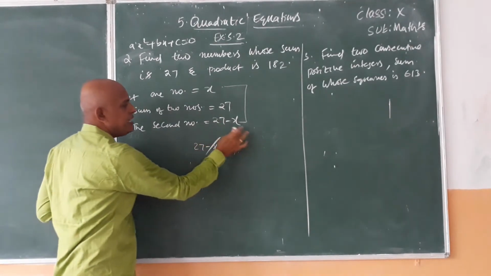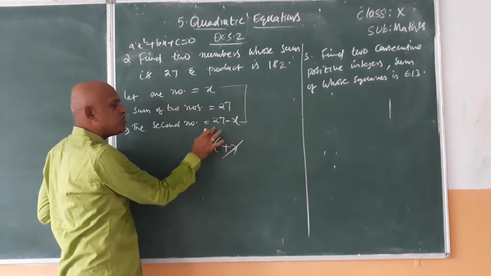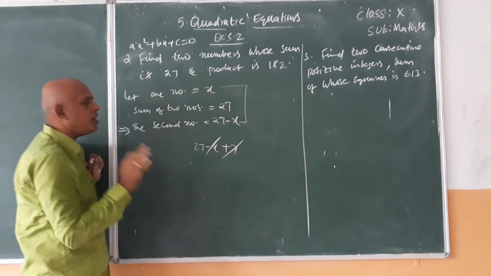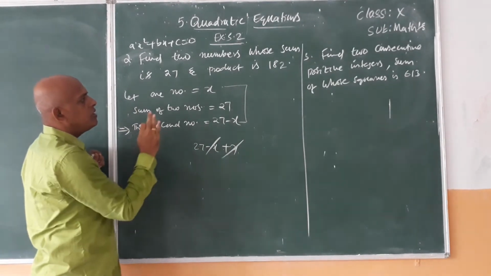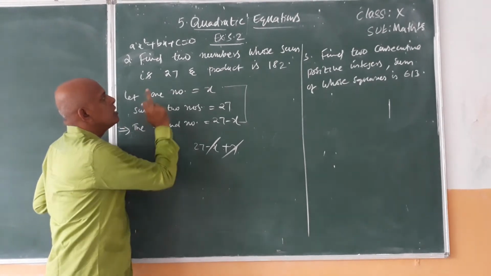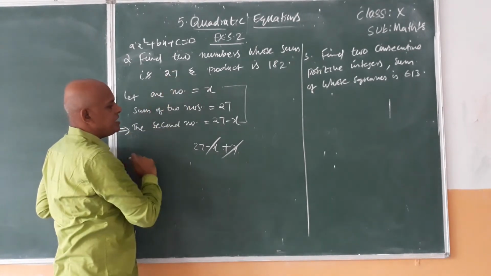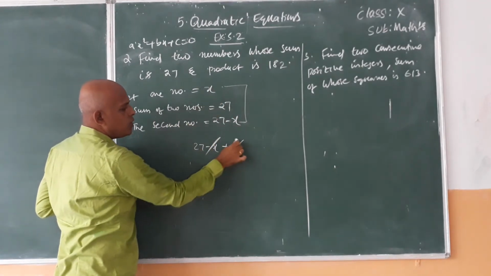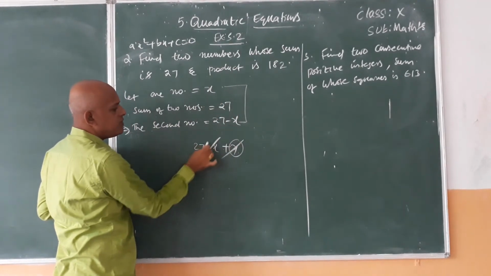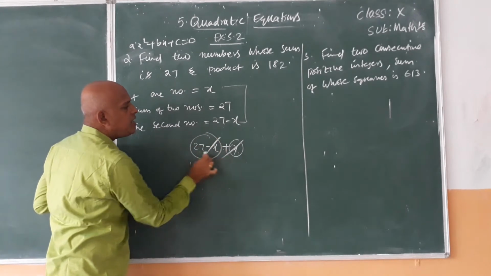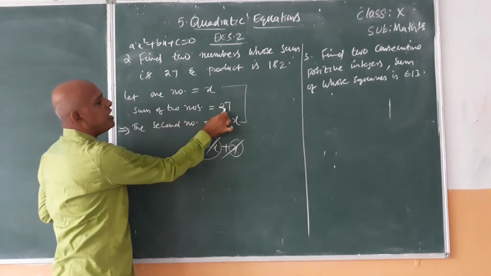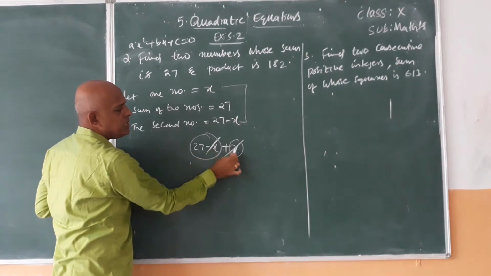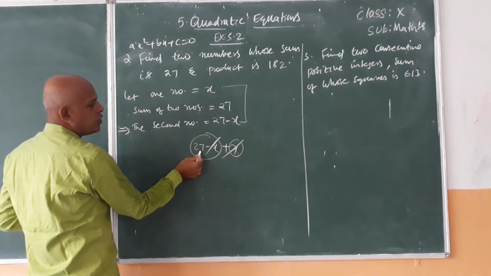Sometimes we will take x minus 27 plus x, or x plus 27, in that way. But whatever you take, you have to verify that it should satisfy the given condition, that is, the sum of two numbers should be equal to 27. So we consider one number as x and another number as 27 minus x. When we add the two numbers, the sum should be 27. See here, minus x plus x gets cancelled, so we get 27.